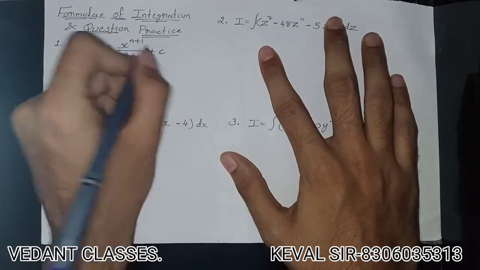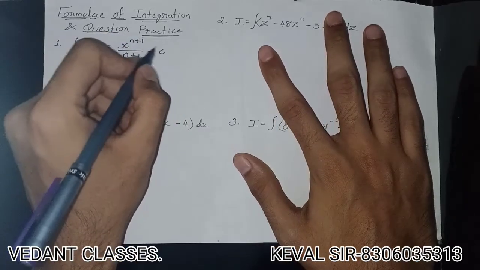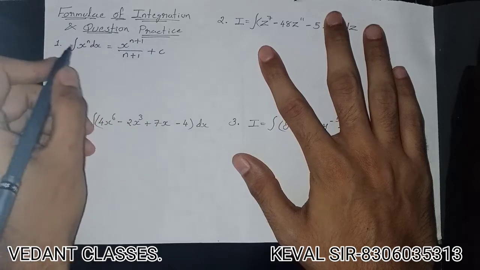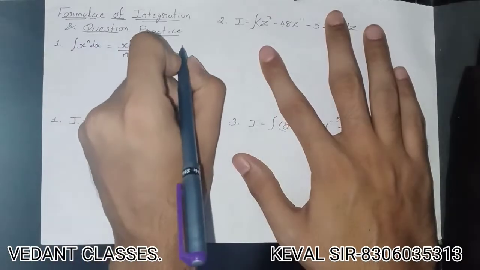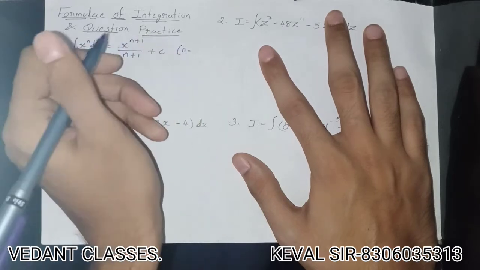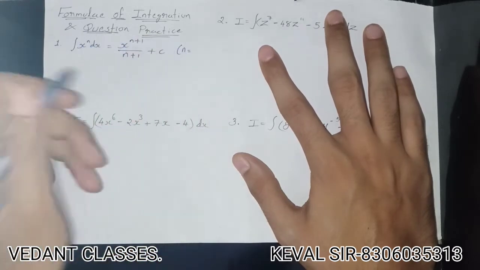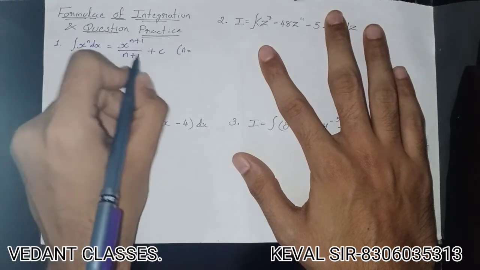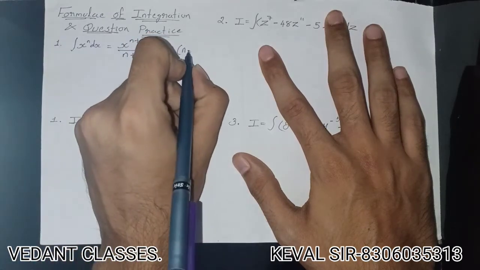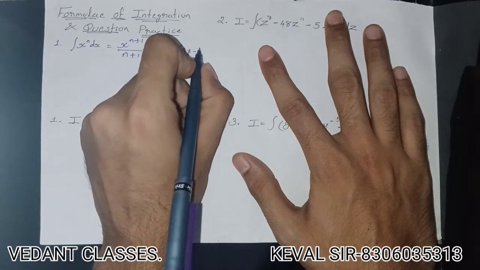We have seen in the previous lecture that we need to put a plus c over here if it is an indefinite integration without any limits. This formula is valid for all real numbers except one number, that is minus 1, because minus 1 plus 1 will make this term undefined. So n must not be equal to minus 1.